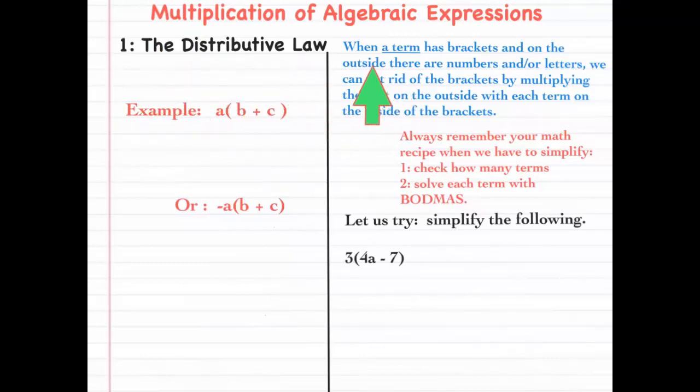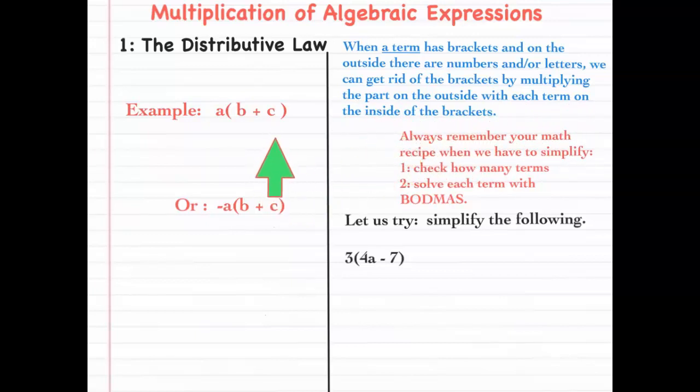Now when a term has brackets, and this is one term, and on the outside there are numbers. On the outside there's not a number, there's actually a 1, so there is a number, and a letter that we can see. We can get rid of these brackets by multiplying the part on the outside with each term on the inside of the brackets.